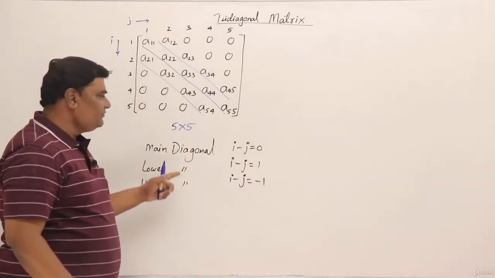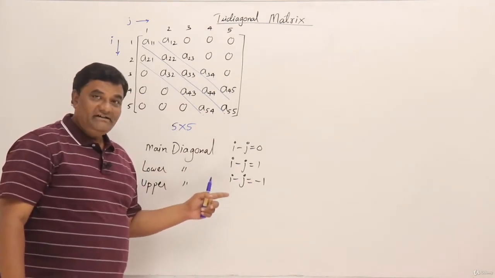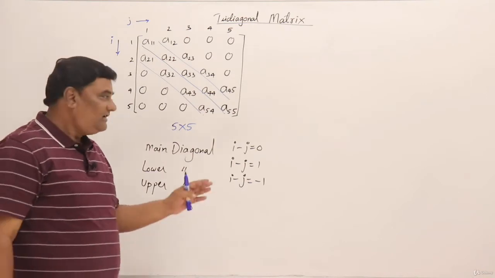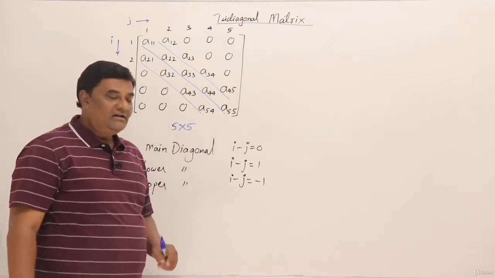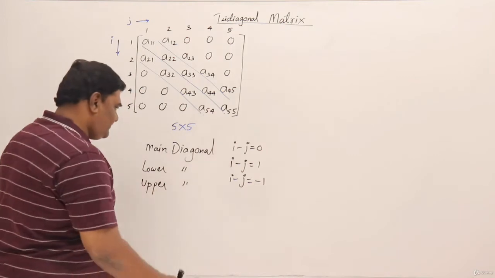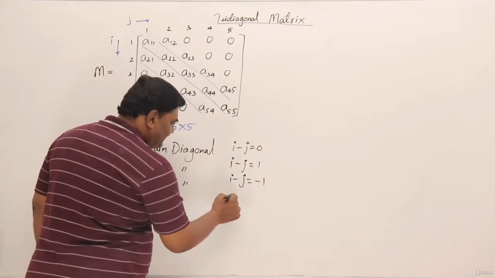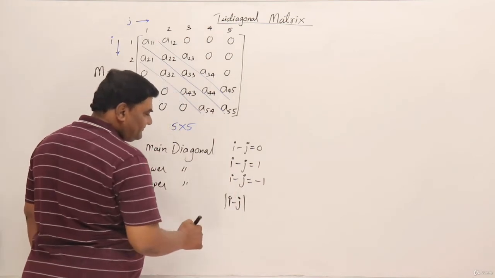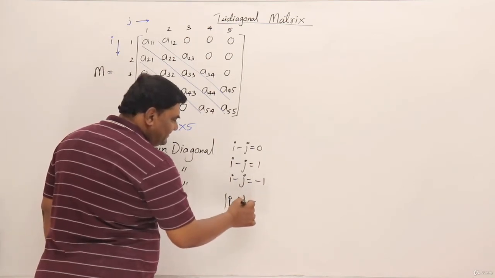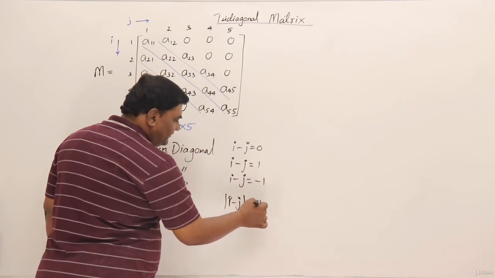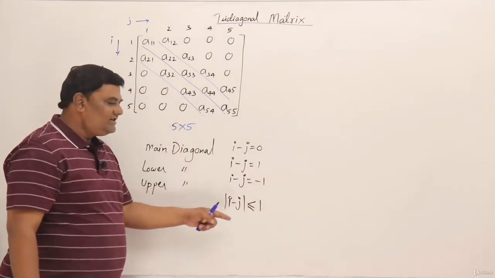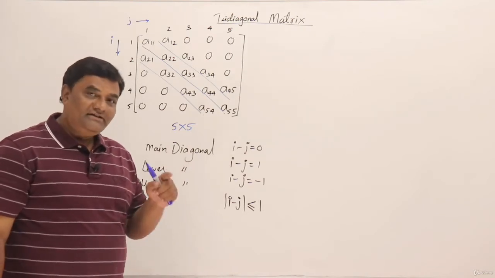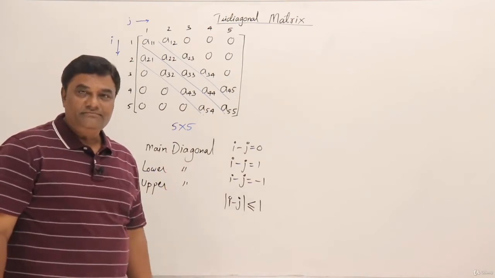So the elements whose row number and column number, that is indices, satisfy these conditions must be non-zero and all other elements must be 0. I can combine these three conditions together and write them as the absolute value, that is mod, of i minus j less than or equal to 1. So if you subtract i and j and the absolute value is less than or equal to 1, then those elements must be non-zero.